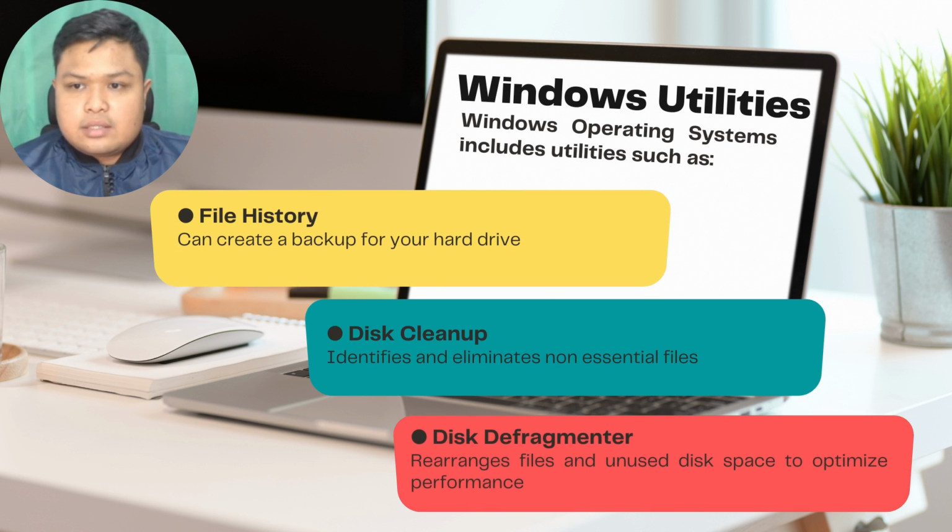Next, Windows utilities. The Windows operating system includes utilities such as number 1, file history. It can create a backup for your hard drive. If you want to change your computer or format your PC, this program will create a backup for all your files. Number 2, disk cleanup. Identifies and eliminates non-essential files. This function makes your space or storage more efficient and smooth running. Number 3, disk defragmenter. Rearranges files and unused disk space to optimize performance. This defragmenter is for rearranging all your files.